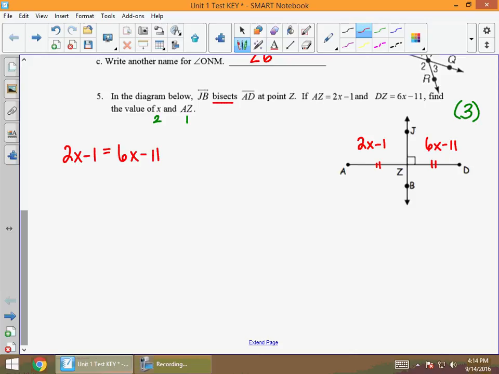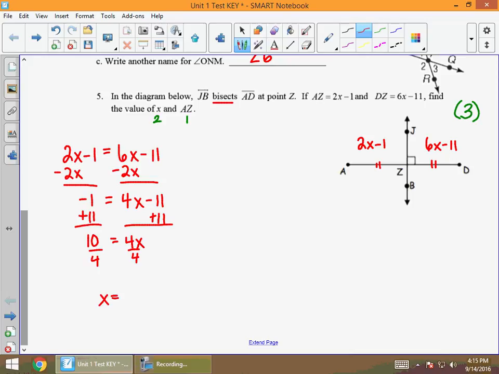So I'm going to subtract 2x on both sides. I have negative 1 equals 4x minus 11. And I'm going to add 11 to both sides. Big mistake here. A lot of people made this mistake. Negative 1 plus 11 is 10, equals 4x. Divide by 4. And I get a decimal answer. So if you do 10 divided by 4, you get 2.5.